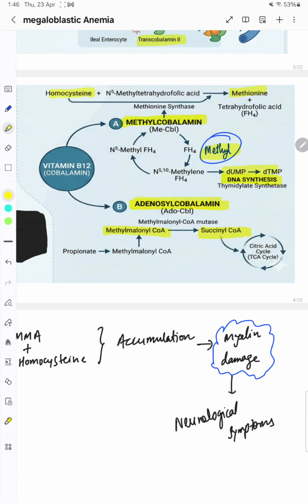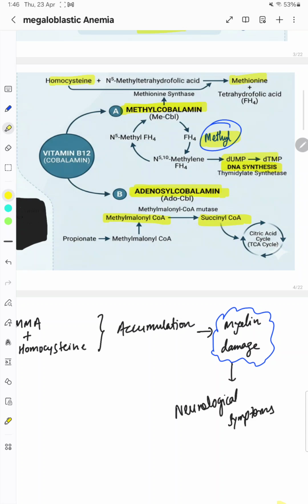Adenosylcobalamin is also a vitamin B12 cofactor. This plays an important role in the conversion of methylmalonyl coenzyme A into succinyl coenzyme A. Succinyl coenzyme A is then utilized in the citric acid cycle or TCA cycle.